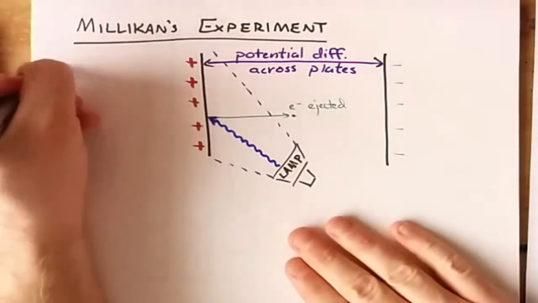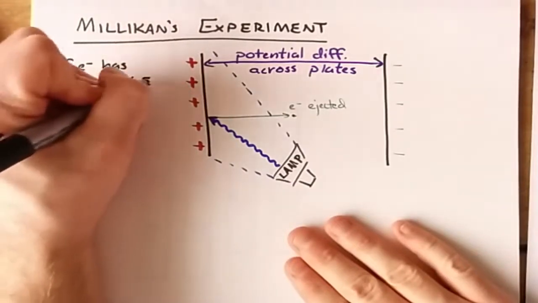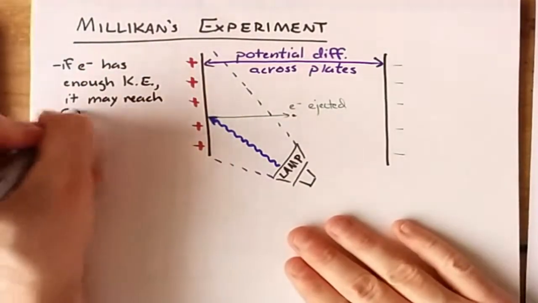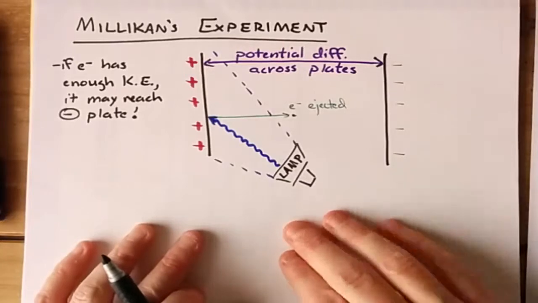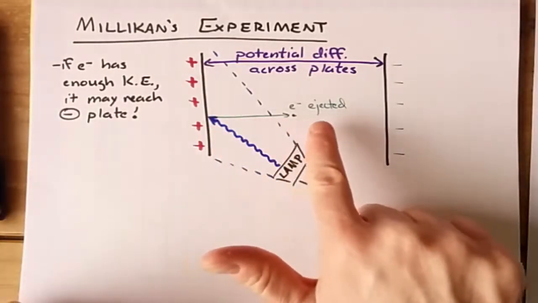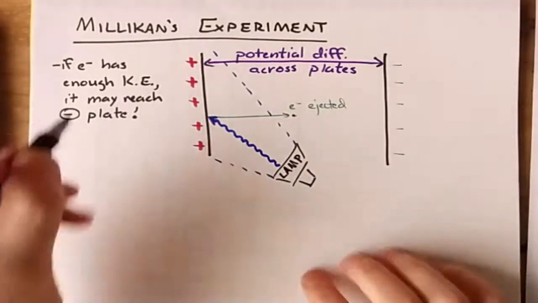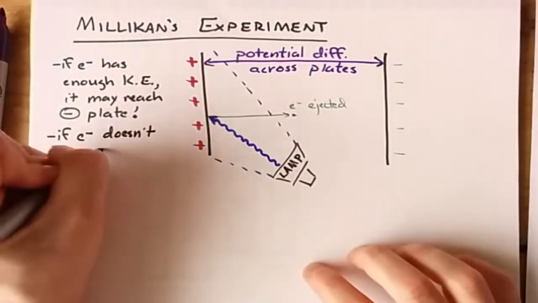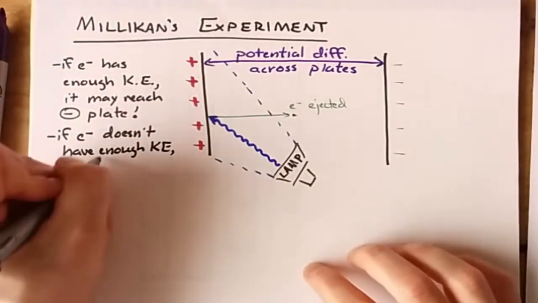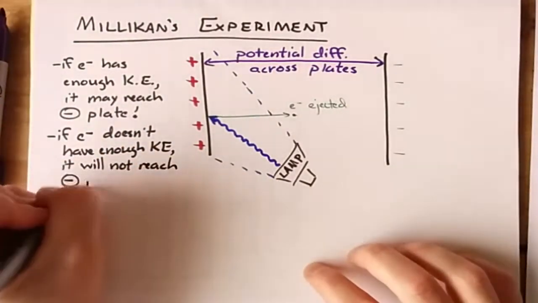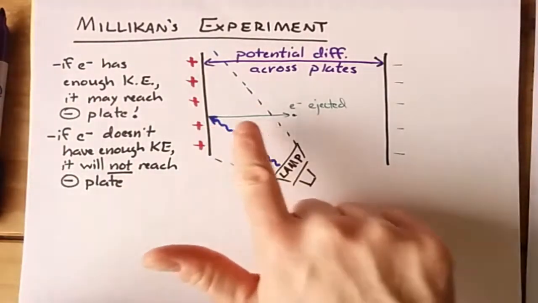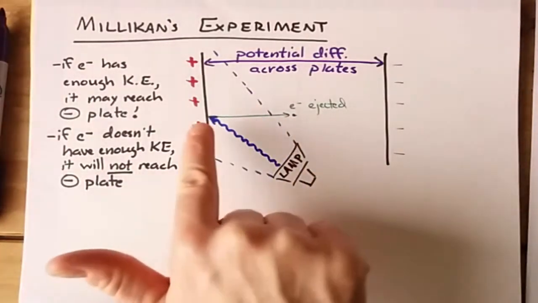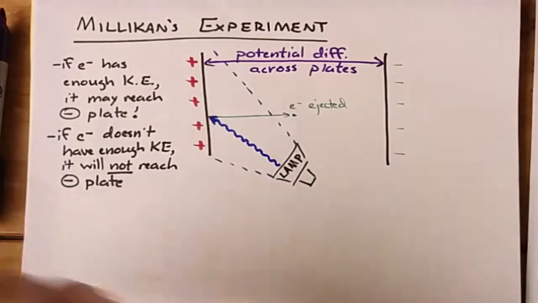Now, if the electron leaves its original plate with enough kinetic energy, then it may reach that oppositely charged plate. It may have enough kinetic energy to cross over to the negatively charged plate. If it does not have enough kinetic energy when it leaves the first plate, then it will not reach the other plate. It will be repelled, and it will probably return to its original plate.